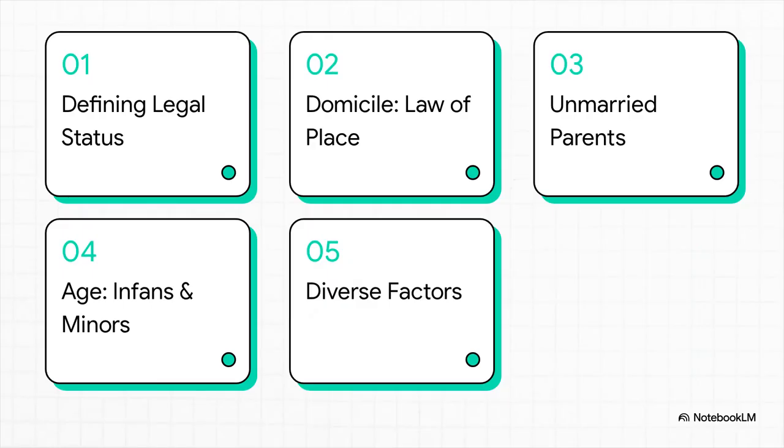Here is our roadmap for today. Number 1, defining legal status. 2, domicile, which is the law of place. 3, unmarried parents and status. 4, age, specifically looking at infants and minors. And finally, number 5, diverse factors limiting capacity.